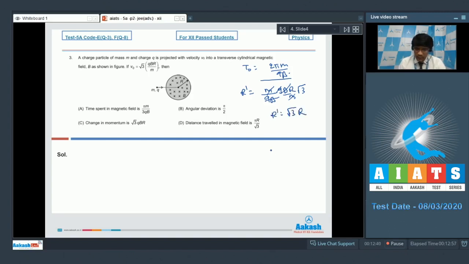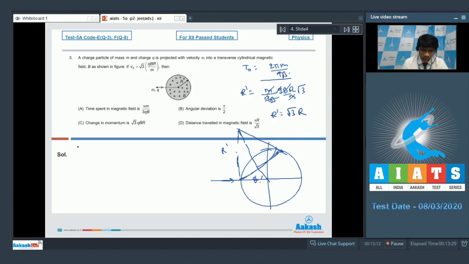That means if this is the magnetic field region and the particle enters from here, then from this point onwards it will move on a circular trajectory whose radius will be R dash. So I would say this is the path it is traversing. Since this value is R dash, if I draw the center line from here, this is a circular path, and definitely this angle here is theta. So R dash divided by R was how much? Root 3 R divided by R would be tan theta, or theta is equal to how much? It is 60 degree.